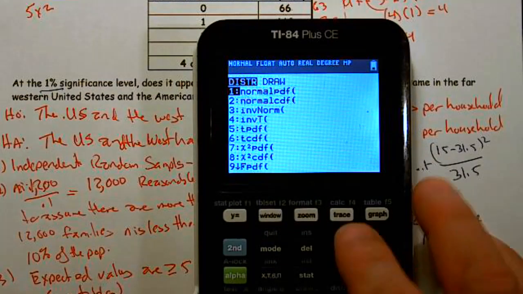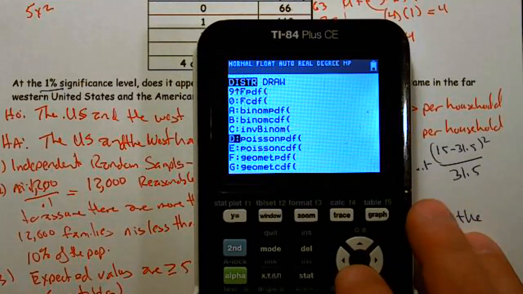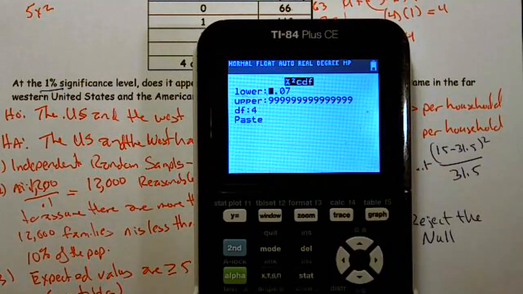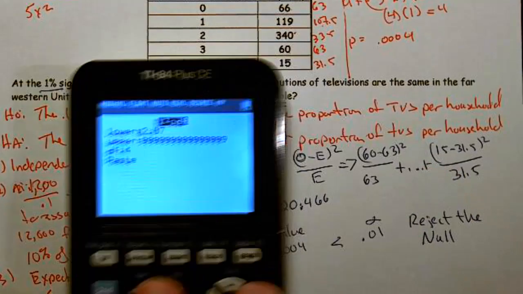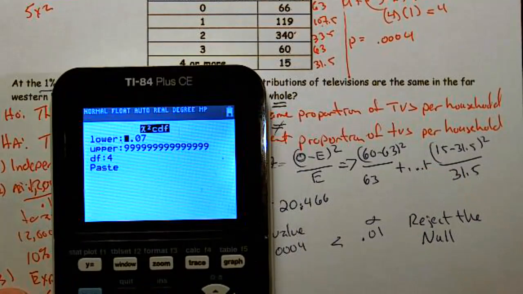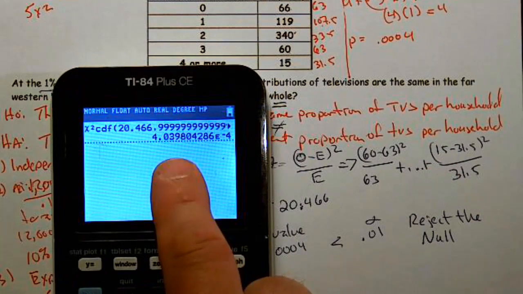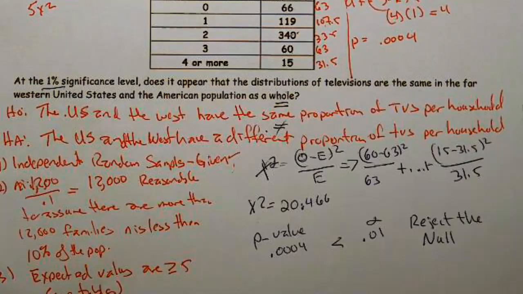Now, please remember, I can still calculate that. Second vars, chi-squared CDF, 20.466. Degrees of freedom is 4. And there it is, 0.00043. All right.